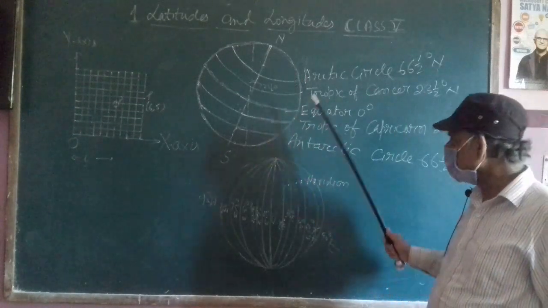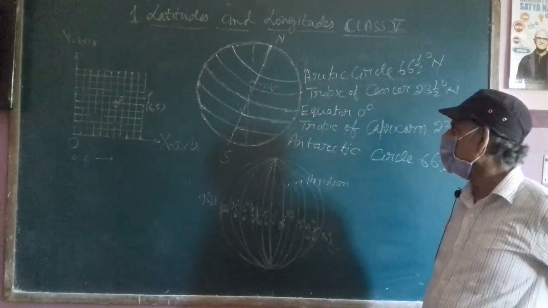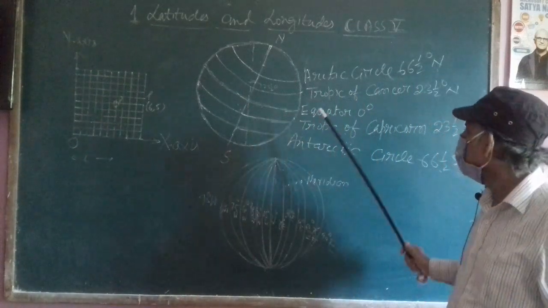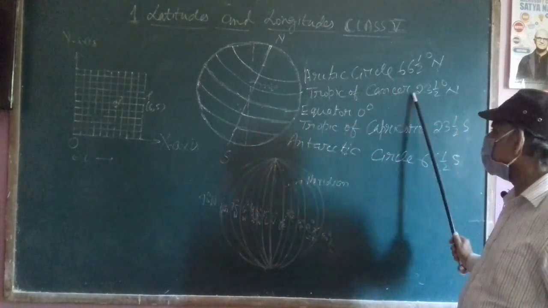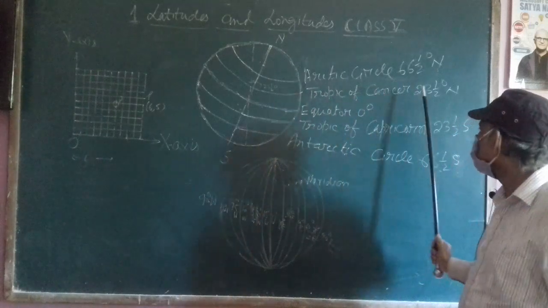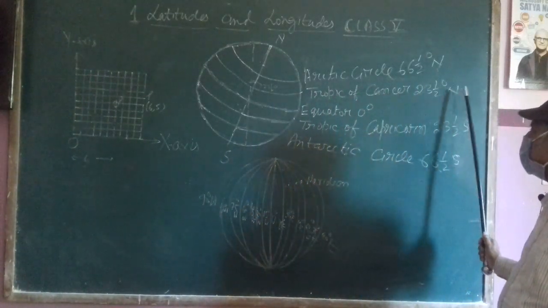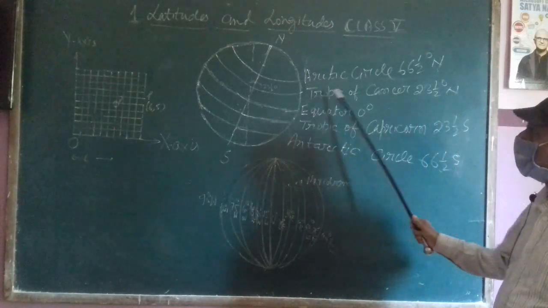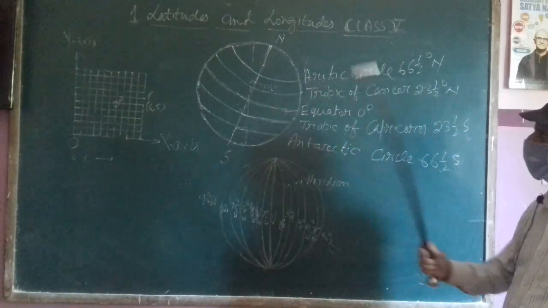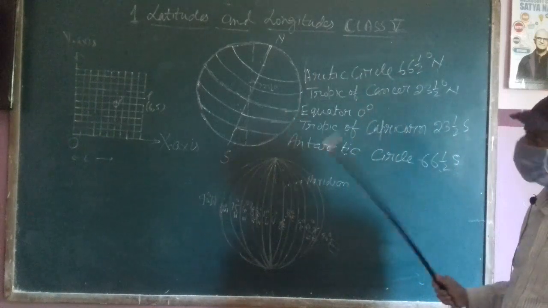Now there are some very important latitudes, and their names are there. This is known as the Tropic of Cancer. This is 23.5 degree north. At 23.5 degree north lies your Tropic of Cancer. This is a circle, the Tropic of Cancer. This passes through India also.